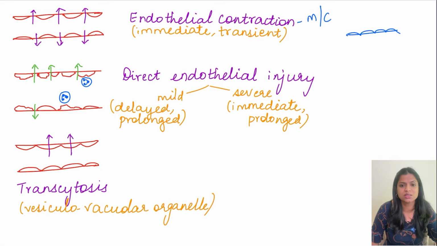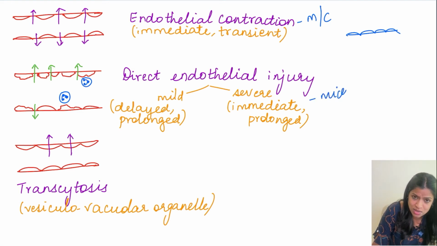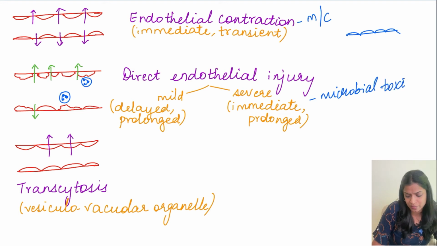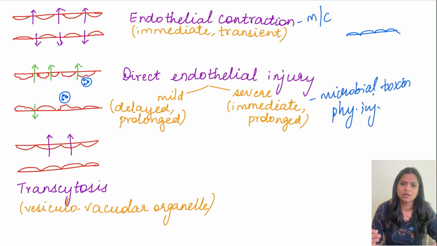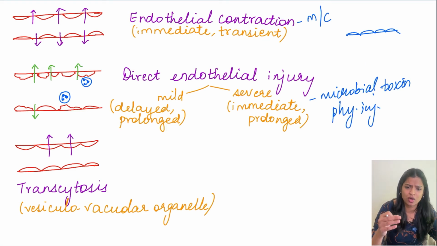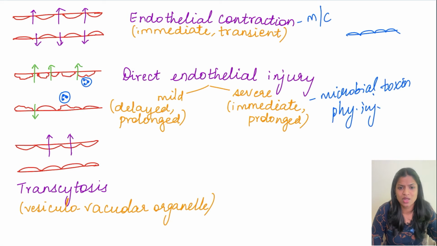Moving on to the next mechanism, which is endothelial injury. The endothelial cells can be directly injured. The injury can be either a mild injury or a severe injury. Suppose it was a severe injury, like that of microbial toxins or a physical injury. All of this will cause severe endothelial injury. Whenever the endothelium is injured, obviously it is going to be an immediate response. But for the injured endothelial cell to undergo repair, it is going to take some time. So this response will be immediate but prolonged.